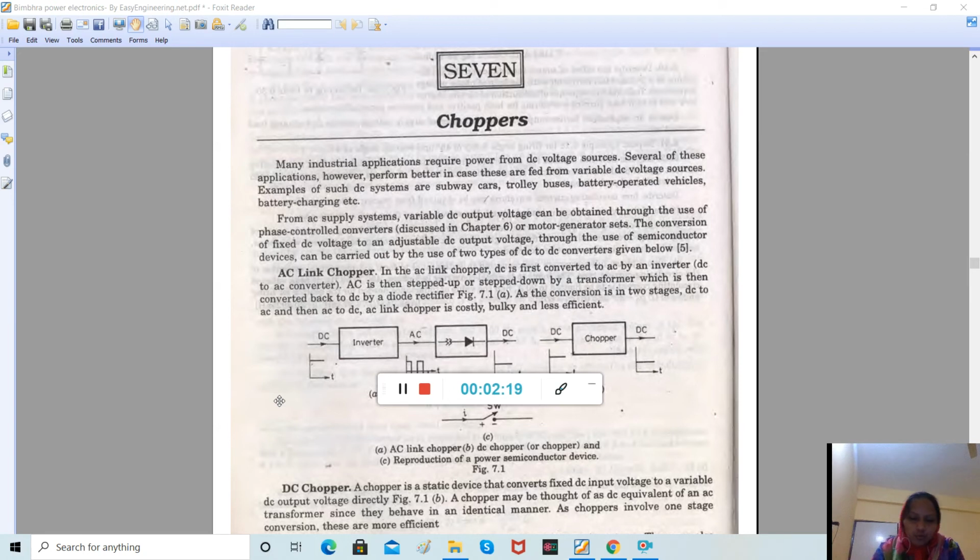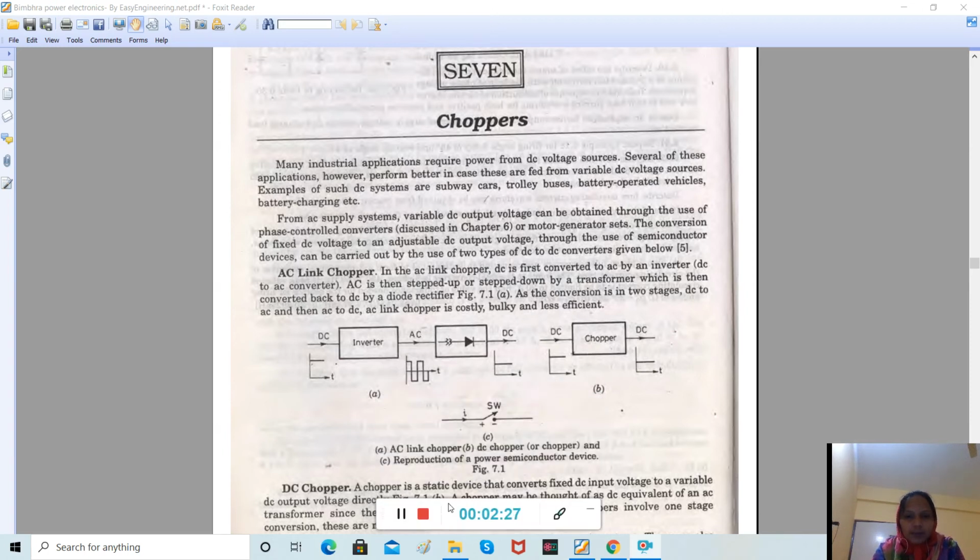by the use of two types of DC to DC converter. Okay, so the phase control rectifier or motor generator set, these are the conversion circuits from where we get the variable DC output, but this is not a single stage conversion. Okay, so from now onwards, by the invention of the chopper, we can convert fixed DC to variable DC by a single stage operation. There are mainly two types of DC to DC converter. One is the AC link chopper, another one is DC chopper.